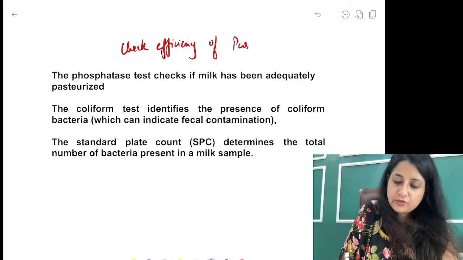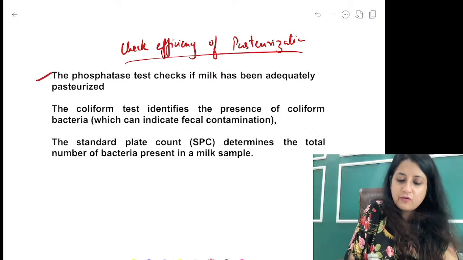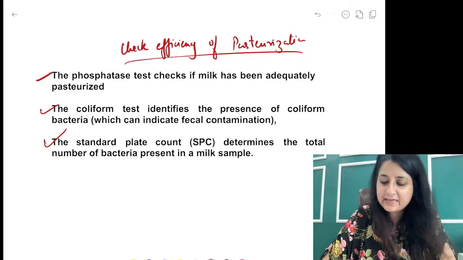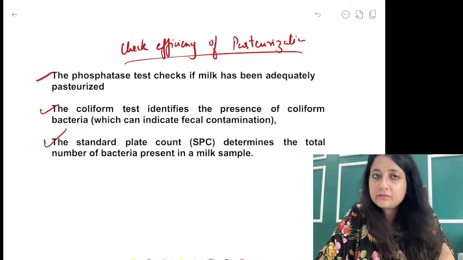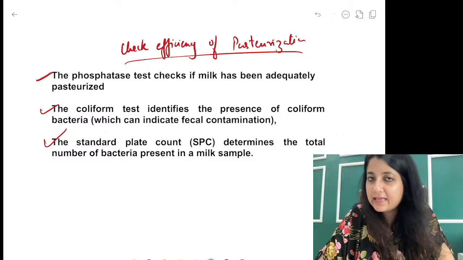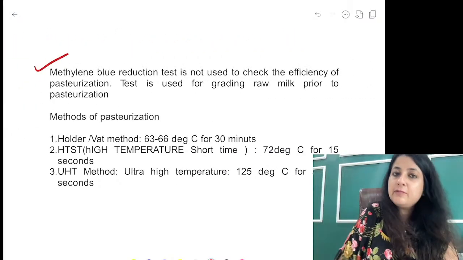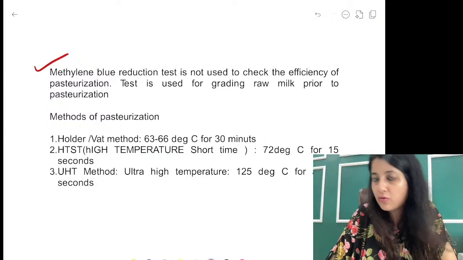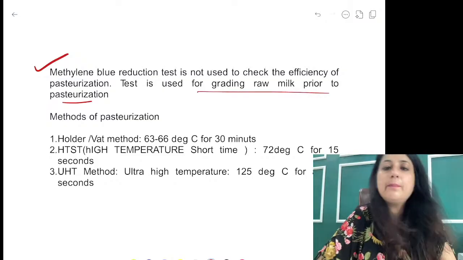So when we have to check the efficiency of pasteurization, guys, we have the phosphatase test, we have the coliform test, we also have the standard plate count. Rest you can read. Instead of PCM, it is PCS. But read over here, methylene blue reduction test is not used to check the efficiency of pasteurization. It is used to grade raw milk prior to pasteurization, so it is done before pasteurization.